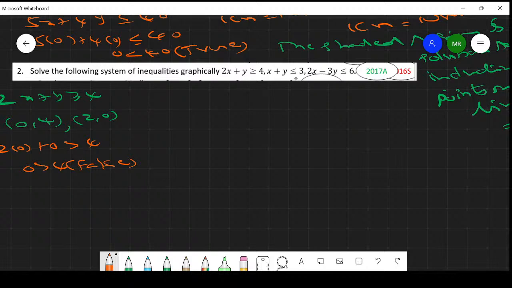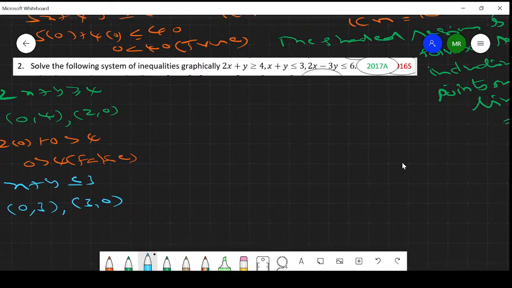I will take another one. So you see the next equation, I can write x plus y less than or equal to 3. If we take these points, we will observe here 0, 3, because x is 0, y is 3, and we will get 3, 0. Then substitute the origin here to verify whether it is the origin side or the other side of the origin. Just substitute the origin here.